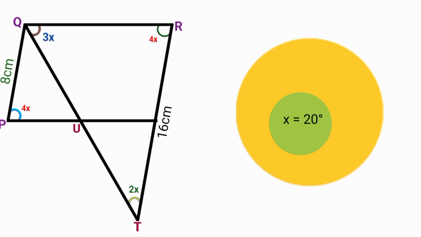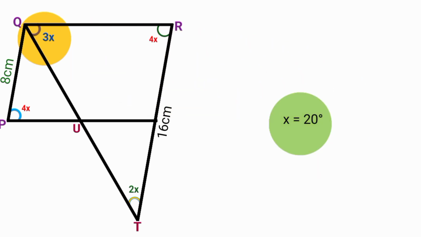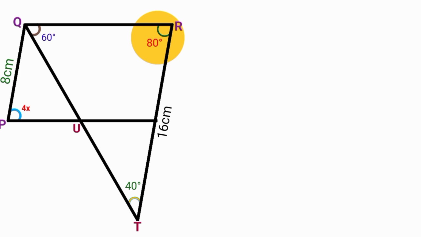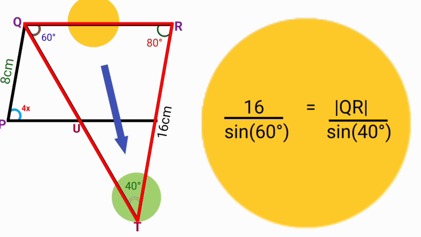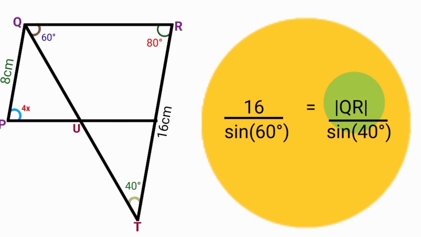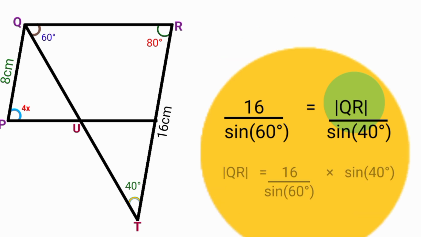So substituting x equal to 20 here, 3x will be equal to 3 times 20, which is 60 degrees. Here 2x will be equal to 2 times 20, which is 40 degrees. And here also 4x will be equal to 4 times 20, which is 80 degrees. So now, since we have the sizes of the angles and also the length of this line here, to find the length of line QR using the sine rule, 16 over sine 60 degrees will be equal to line QR over sine 40 degrees.